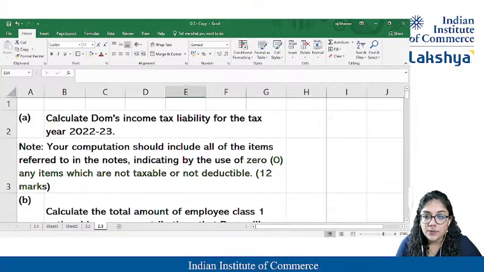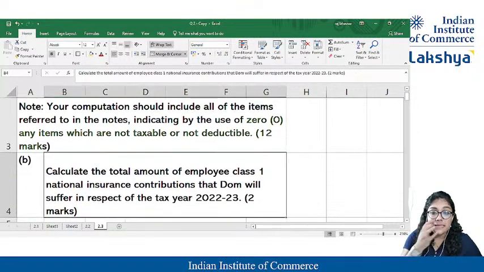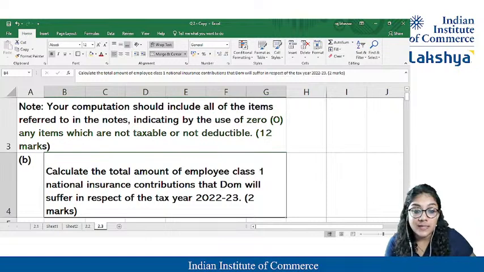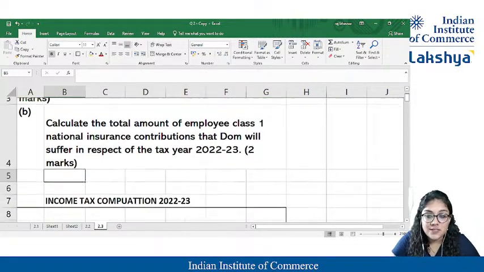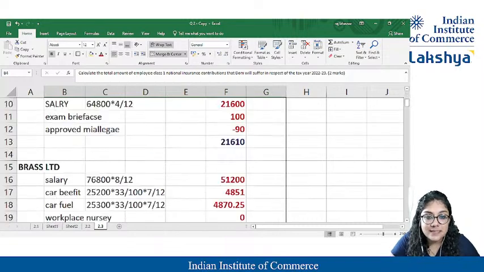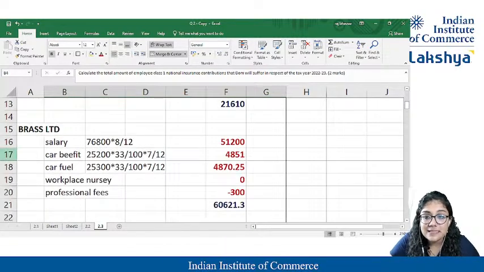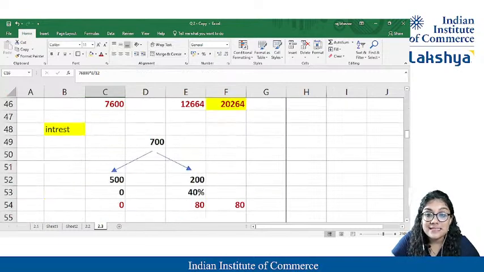Over here, if you can check out the question: compute the tax amount for the employee class 1 NIC that the DOM is going to subscribe for, in respect of the tax for the upcoming year. So what is the expected salary over here? It's 76,800. In that he is getting a cash salary.